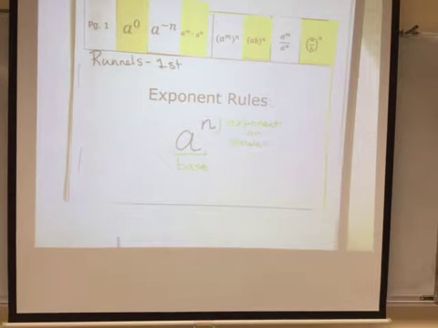Alright, we're going to pick back up where we left off last week. We've been talking about exponent rules. So again, if you can't find your foldable right away, go ahead and take out a sheet of notebook paper and put it on notebook paper, and you can put it into your foldable when you get home.